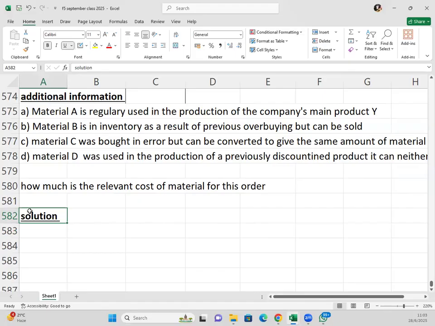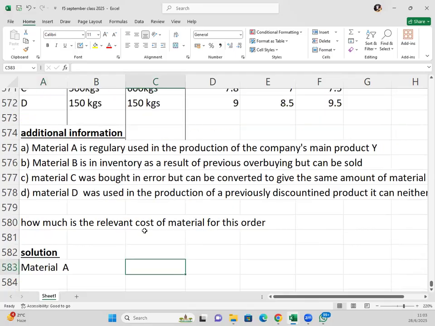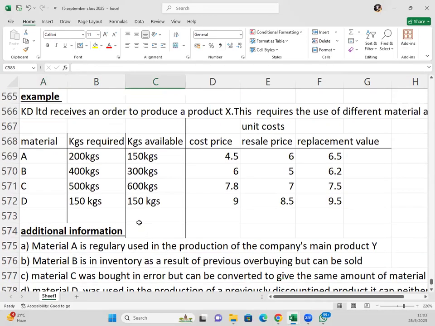So how much is the relevant cost for material for this order? So material A, how much do we need? If we go to the question, the material required is 200 kgs.